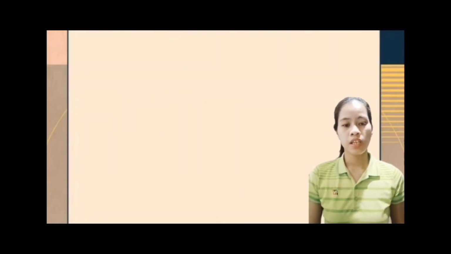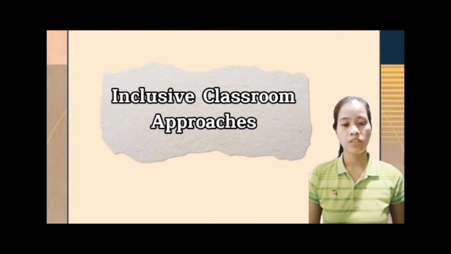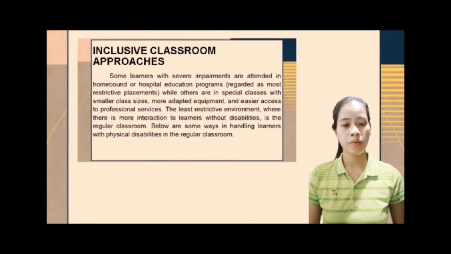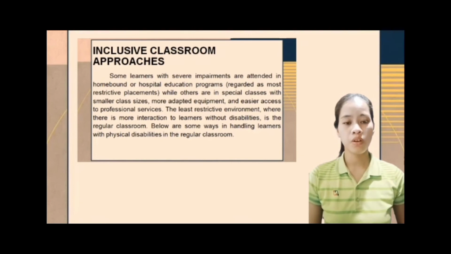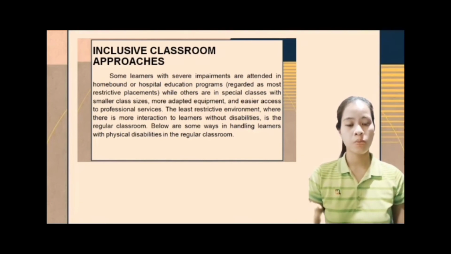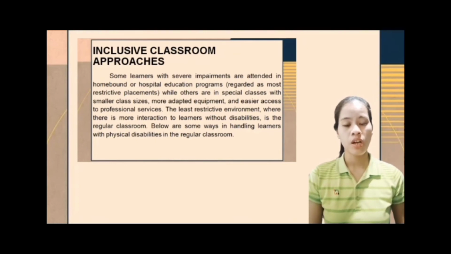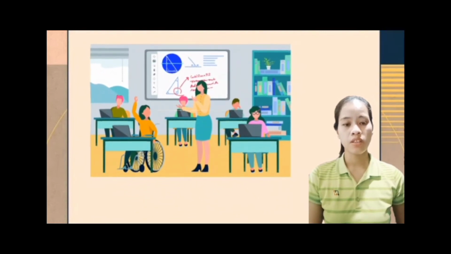Let's proceed to the next broad topic about inclusive classroom approaches. In the PPT, some learners with severe impairments are attended in homebound or hospital education programs, regarded as most restrictive placements, while others are in special classes with smaller class sizes, more adapted equipment, and easy access to professional services. The less restrictive environment where there is more interaction to learners without disabilities is the regular classroom.